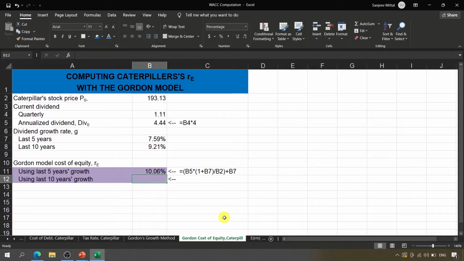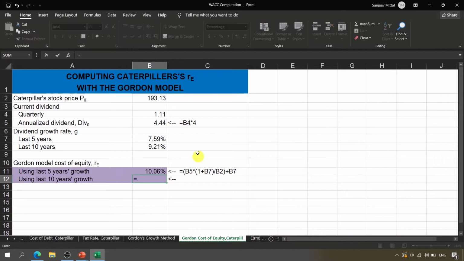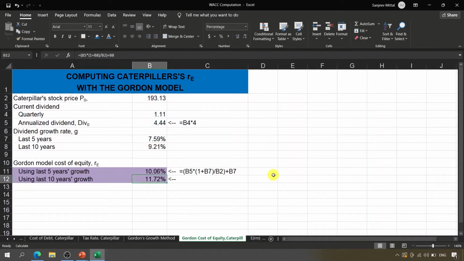In a similar manner, let's compute the 10 years cost of equity using the Gordon's growth model. We will write again this D1, and we shall multiply it by 1 plus the growth rate of 10 years. After that, this shall become our D1, and we shall divide this number by the price, that is P0. Lastly, we shall add our growth rate, which is again 9.21%. If we press enter, we get our cost of equity using the Gordon's growth model, which is 11.72%. Now, for many financial analyses, the recent trend details are used for cost of equity.